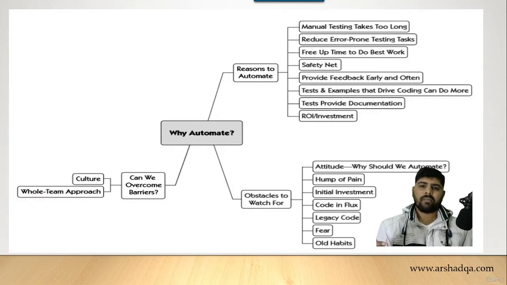The other one is the hump of pain, because initially a lot of effort and a lot of learning is required. Especially if our resources are not trained on test automation, we need training. So there is much more initial investment involved in terms of time, money, and effort. Also, it is difficult to write stable automated test cases if the code is not stable. If the code is in flux and changing rapidly, then we cannot write stable tests on it. So to write stable tests, we need stable code.